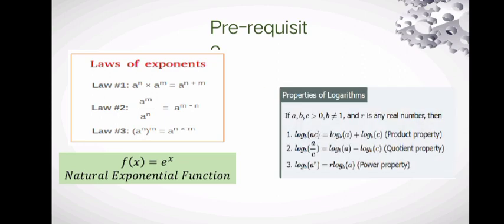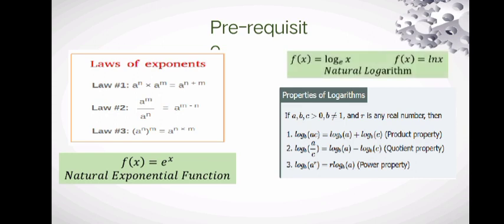Para naman sa law of logarithm, ito yung mga properties, okay? Dapat yung a, b, c natin dito is greater than 0 and b must not be equal to 1. Number 1, we have the product property. Number 2, quotient property. Number 3, we have the power property. And we have also the f of x is equal to log of x to the base e. This is your natural logarithm, which is also equal to f of x is equal to inverse x. So, pareha lang sila. Dito din tayo mag-focus pagdating sa logarithms.